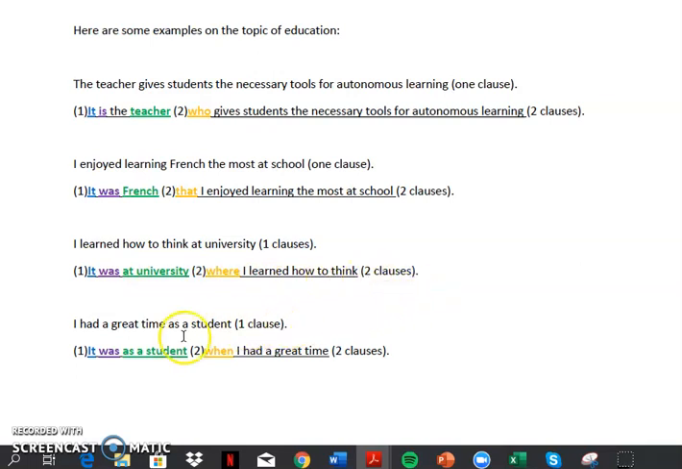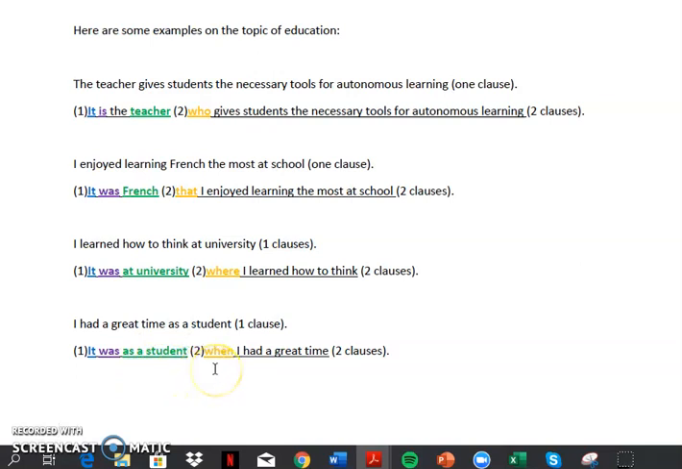And finally, the last example here, we have in one clause, I had a great time as a student. That's one clause. In two clauses, okay, so it was a student. Sorry, it was as a student. So what am I emphasizing? As a student, okay.